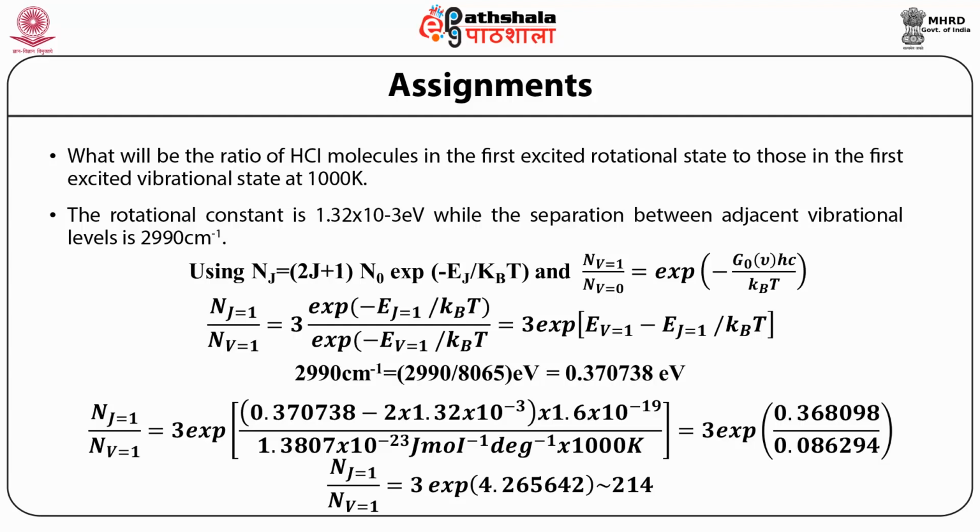So one can calculate Nj upon N nu corresponding to J and nu equal to 1 is equal to 3 exponential, writing the values, 0.370738 minus 2 into 1.32 into 10 to the power minus 3 into 1.6 into 10 to the power minus 19 divided by 1.3807 into 10 to the power minus 23 joule per degree into 1000 K, is equal to 3 exponential, the value of numerator 0.368098 and that of denominator 0.086294, and calculating it, the 3 exponential 4.265642 comes out to be 214.